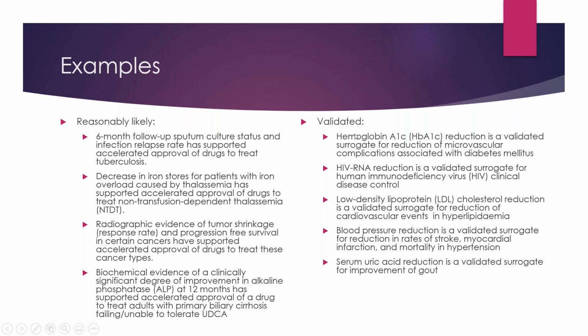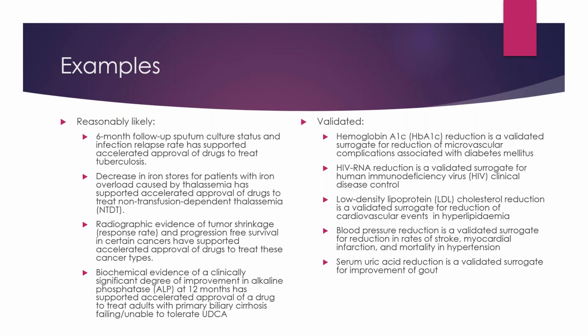In contrast, validated surrogate markers include, as mentioned earlier, hemoglobin A1c, which is a surrogate marker for the reduction in risk of microvascular complications, that is, loss of eyesight, destruction of the kidney associated with diabetes mellitus. These are problems that take a long time to evolve. And by looking at sustained reductions in hemoglobin A1c, it has been demonstrated from cohort studies in the past that the incidence of these microvascular complications is significantly decreased.